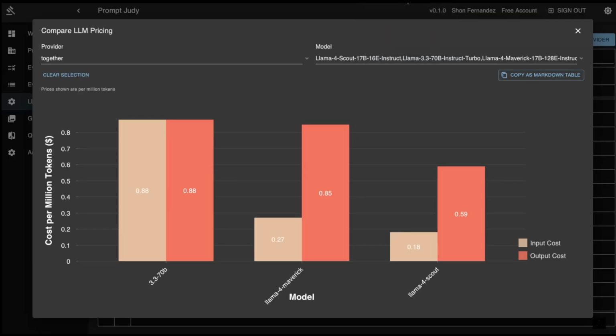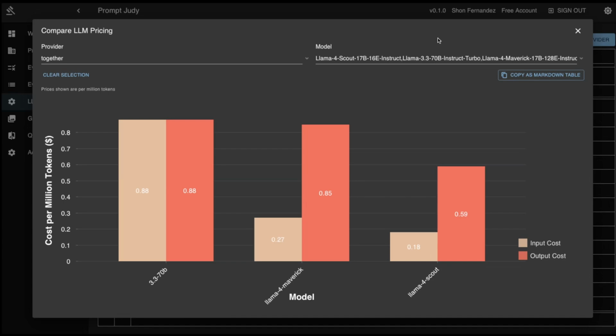Starting with Together, as you can see, Llama 4 models are significantly cheaper than the older 3.3 70 billion model. For input tokens, Llama 4 Scout is at 18 cents, Llama 4 Maverick is 27 cents, the older 3.3 70 billion was 88 cents. For output tokens, Llama 4 Scout is 59 cents, Maverick is 85 cents, the older 3.3 was 88 cents. Llama 4 is competitive, much more competitive compared to older models.